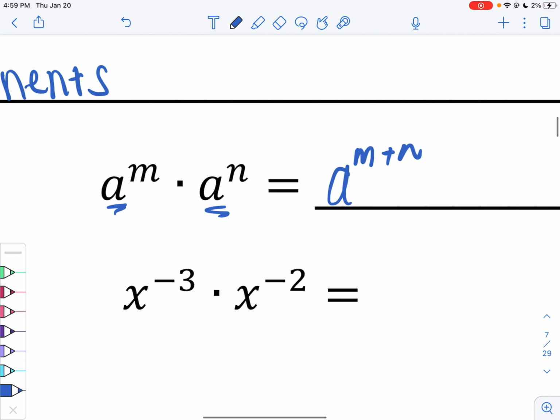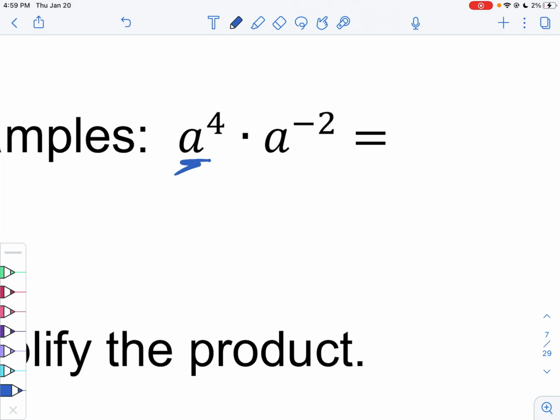Okay, so examples. Again, both bases are a, and since we are multiplying like bases, we're going to add those exponents, so add 4 and negative 2, and that gives us positive 2.